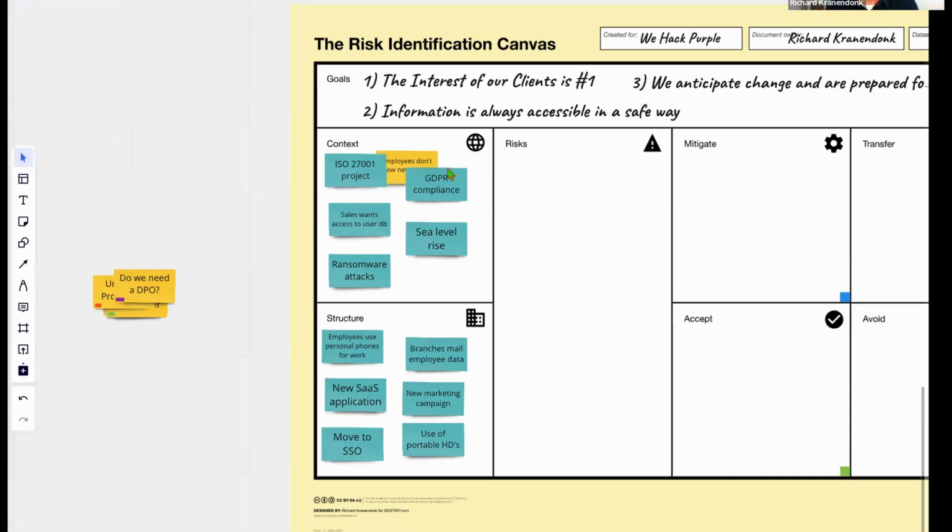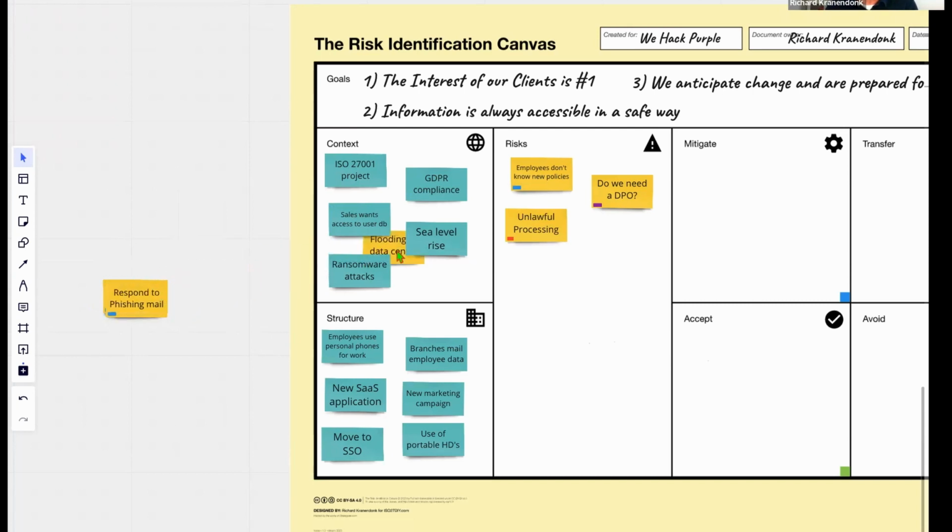So let's continue. The risks are: because of the ISO 27001 project, employees don't know their new policies. There's GDPR compliance: do we need a data protection officer? Sales wants access to the user database. This may be unlawful processing in the context of GDPR. The sea level is rising, maybe. Our data center could get flooded. There are ransomware attacks, so the risk here is that people actually respond to phishing mails.